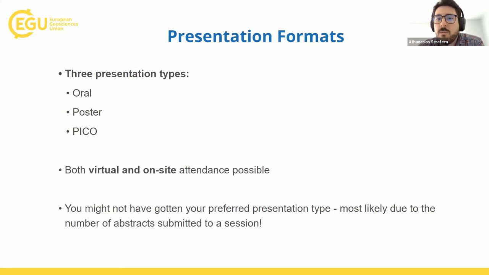Whether you are presenting virtually or on site, EGU offers flexibility, so you can choose either one of the available types. This means you can participate in the General Assembly from anywhere in the world. Now, it's essential to acknowledge that you might not receive your preferred presentation type. This is often due to the high number of abstracts submitted to each session. However, every presentation format offers valuable opportunities to share your research and engage with fellow scientists.